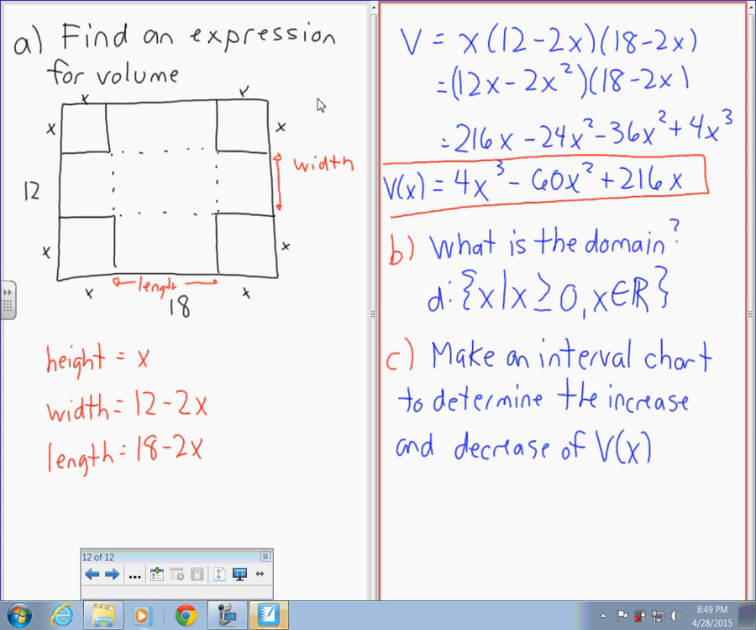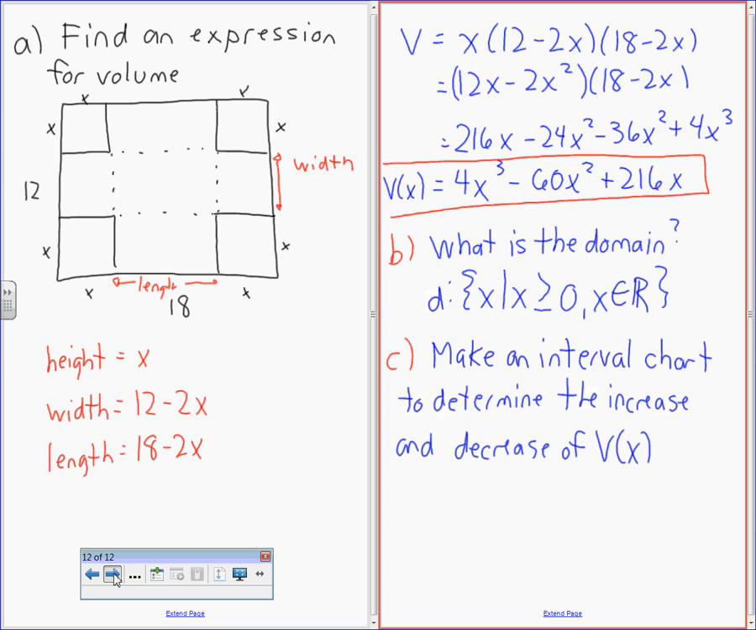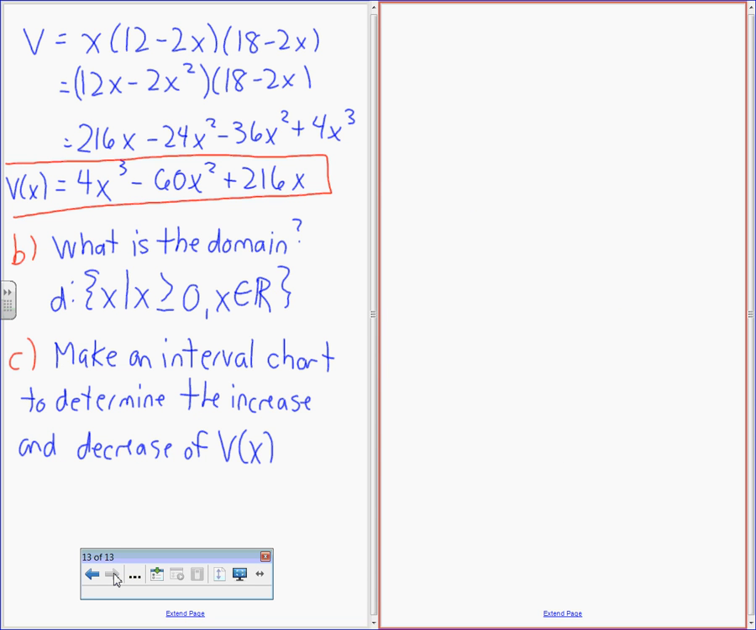Okay, now Mr. Tozer and Michael, if you can hit pause in the video right now, I'd like you guys to find the first derivative. Then what you should do is solve v prime of x equal to 0, get your roots for that, and then we'll make an interval chart to find out when this graph is increasing and decreasing.